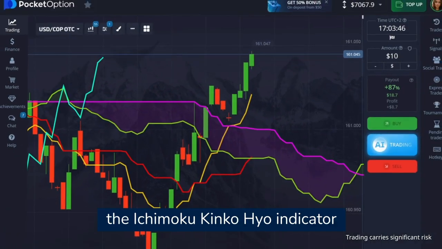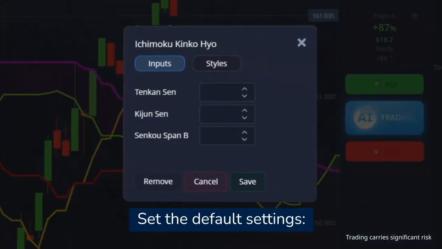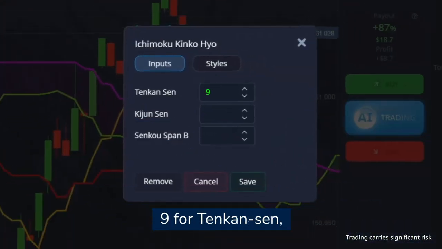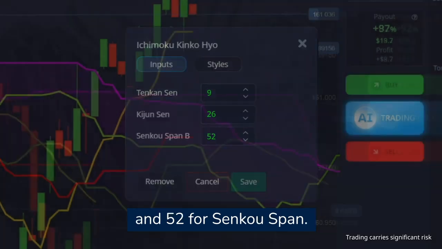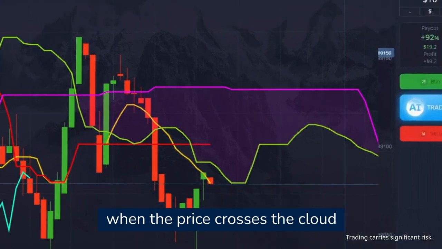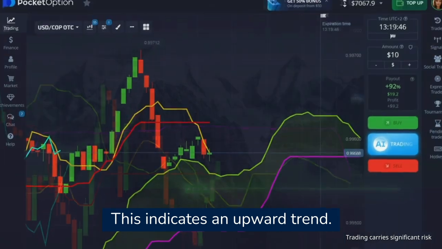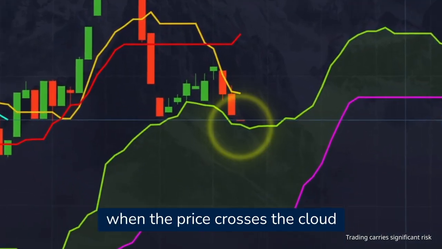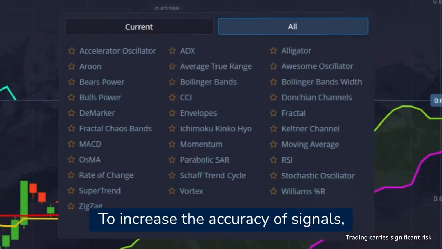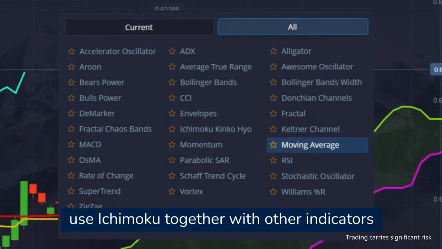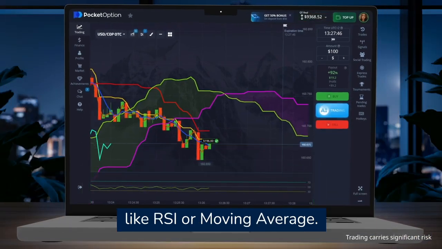How to set up the Ichimoku Kinko Hyo indicator for quick trades. Set the default settings: 9 for Tenkan Sen, 26 for Kijun Sen, and 52 for Senkou Span. Open a buy trade when the price crosses the cloud from below. This indicates an upward trend. Open a sell trade when the price crosses the cloud from above. This signals a downward trend. To increase the accuracy of signals, use Ichimoku together with other indicators like RSI or moving average.